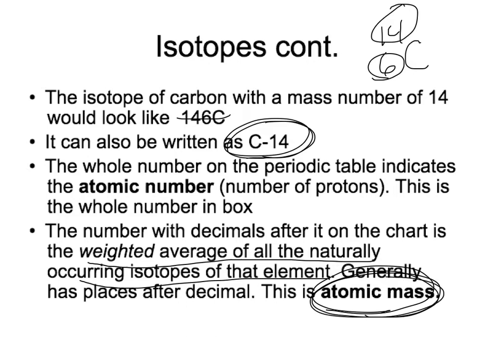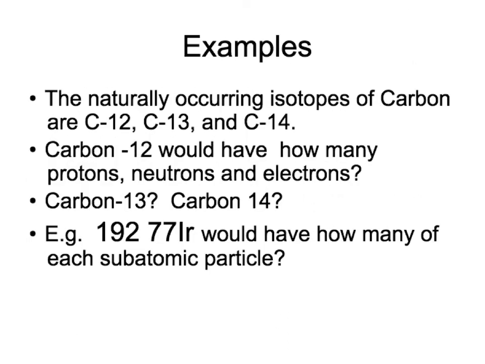We take all the different isotopes, however many there are in nature, we average them, and that's where we get this number, the atomic mass. And we do a weighted average, which we'll talk about. But this is where we get that number with the decimals after it on the chart. And that is different than just one particular isotope of an element. Okay, so let's say we're looking at the 3 naturally occurring isotopes of carbon. And basically, we would know that carbon-12 would have 6 protons, of course, because it has to.